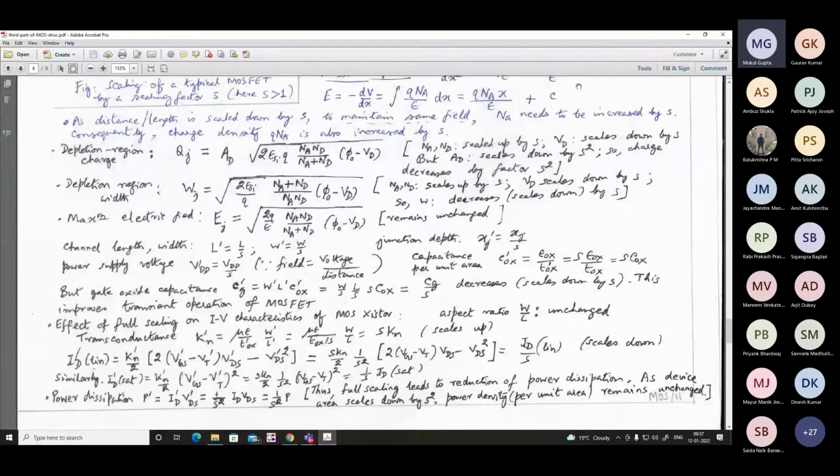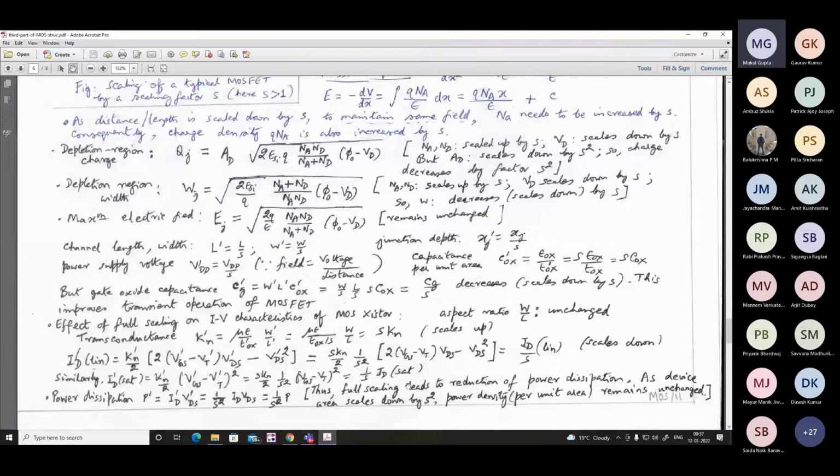So that means the triangle area consideration will get you there. So all the voltages will come down by a factor of S. Now you see the power dissipation. Power dissipation will be downscaled by S square, whereas the power density will remain unchanged because it is power by area. Area means it will be downscaled by S square. So the power density will remain unchanged, but overall power will be improved.